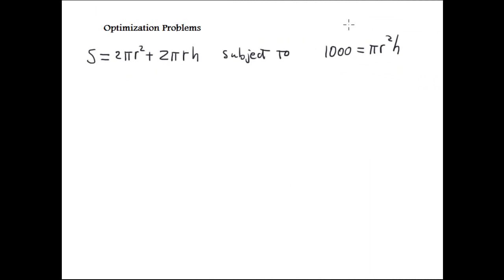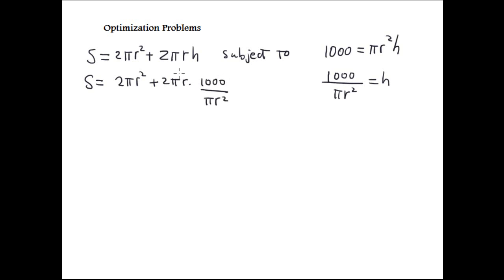Okay, now the calculus. You take the constraint equation, so for h, 1,000 divided by pi r squared is equal to h, and substitute it here. The idea is clear: this is expressing the objective function using only one variable, which is r. So 2 pi r squared plus 2 pi r times h, and h is 1,000 over pi r squared. The pi is cancelled, one r is cancelled, and this is 2,000. So the surface area S is 2 pi r squared plus 2,000 divided by r. Equivalent to say 2 pi r squared plus 2,000 r to the minus 1.